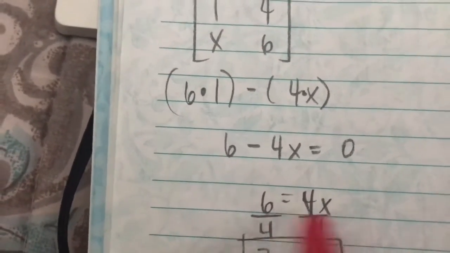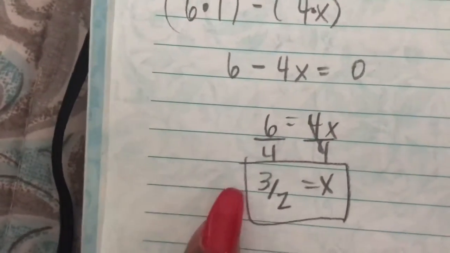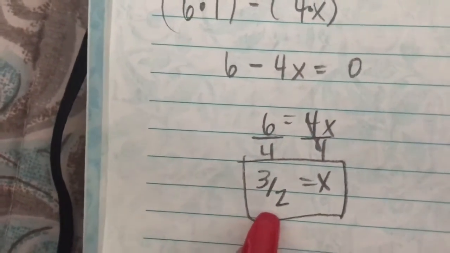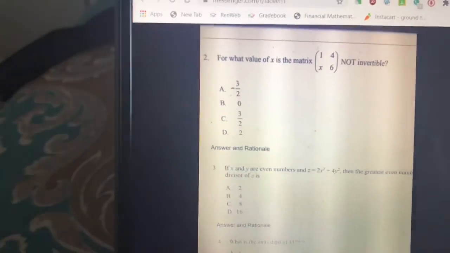And if you divide both sides by 4 to get x by itself, you end up with 6 over 4, which simplifies to 3 over 2. And that is one of our answer choices. So even if you needed to plug in A just to make sure it didn't work or whatever, you totally could. But that's how you do that one.